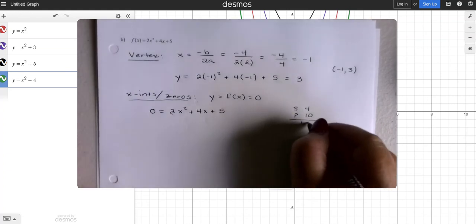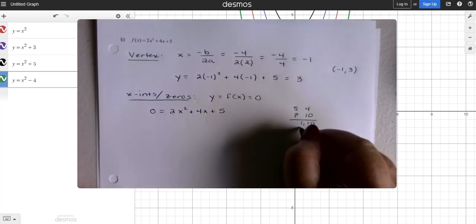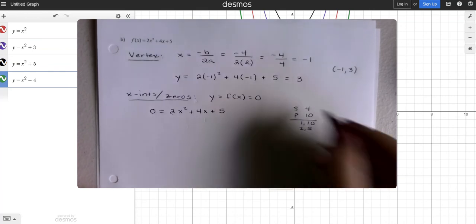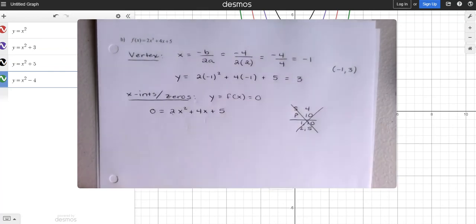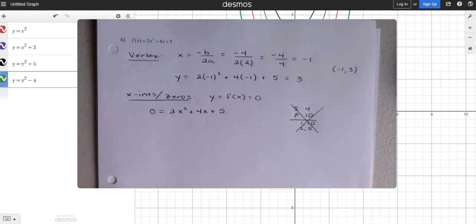10 is 1 times 10. That's not going to do it. 10 is 2 times 5. Can't get a sum of 4 that way. So I don't think this one's going to factor, meaning I will have to use the quadratic formula.